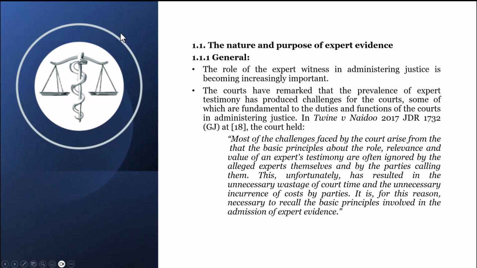Then let's turn to the first topic. So, the nature and purpose of expert evidence, general. The role of the expert witness in administering justice is becoming increasingly important.